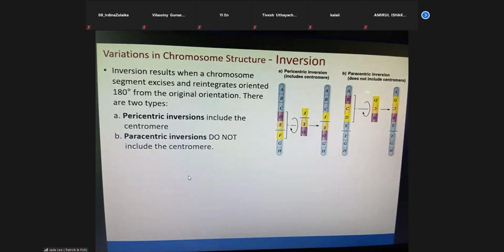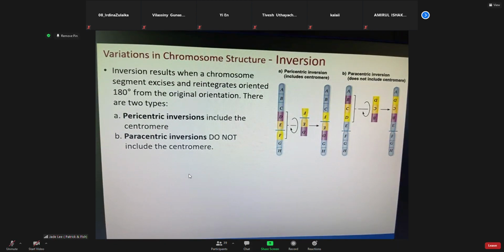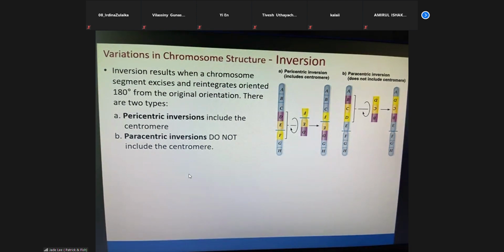Kalau paracentric, dia tidak involve the centromere. Contoh di sini A, B, C, D, dan dia menjadi A, D, C, B. So this one dia tidak involve centromere kan? And this is what you call the paracentric. Okay? Ini dua keadaan lah pada chromosome inversion.